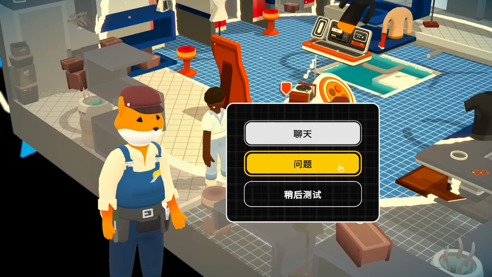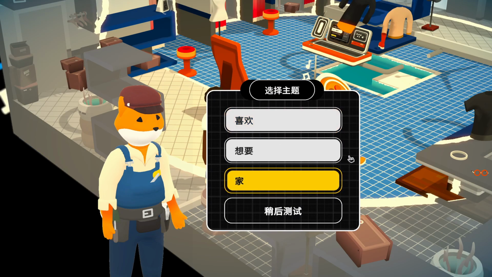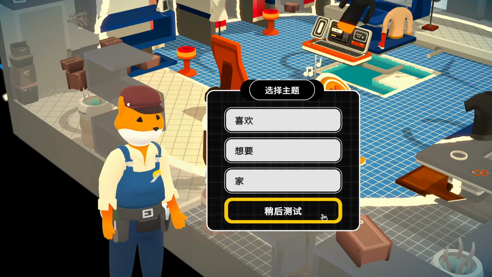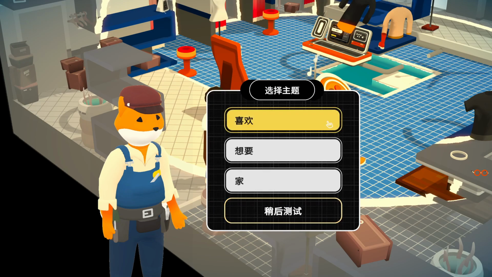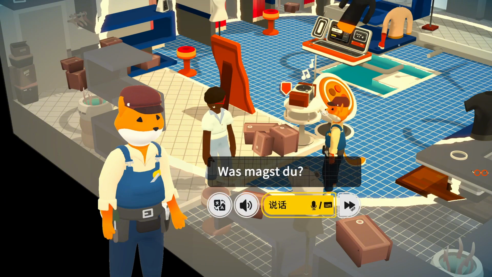And in the option Ask Question, you have 3 different domains to ask. And of course, the 4th option is to leave the conversation. You can choose one out of the 3 domains. After choosing one, a question will be presented to you. And you can choose to speak or spell.